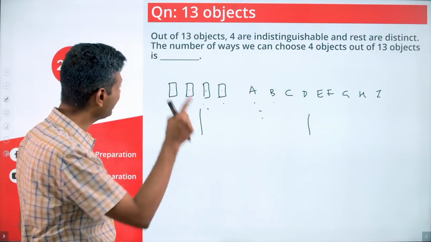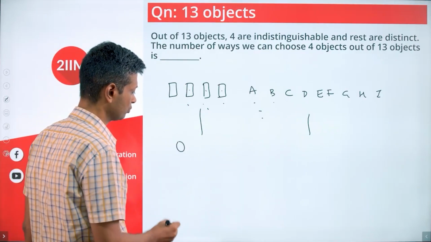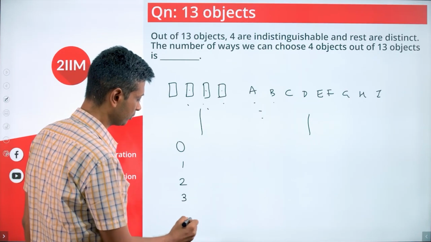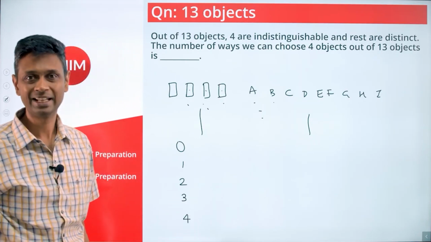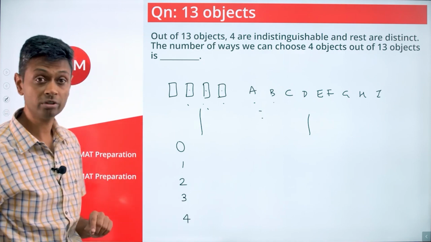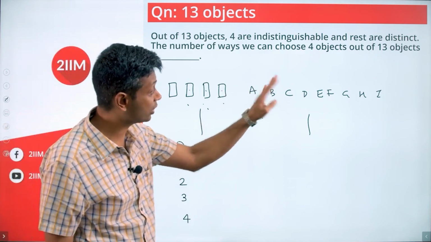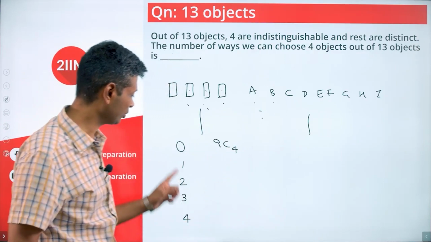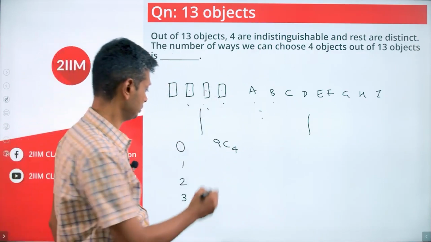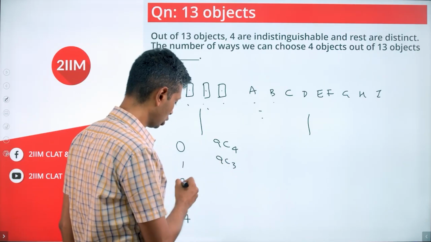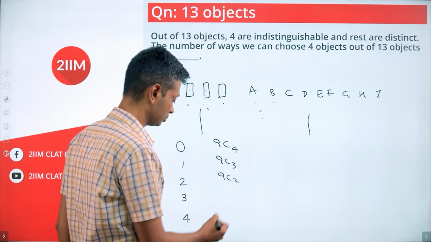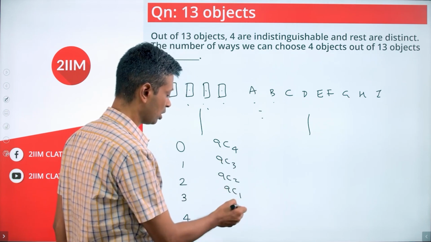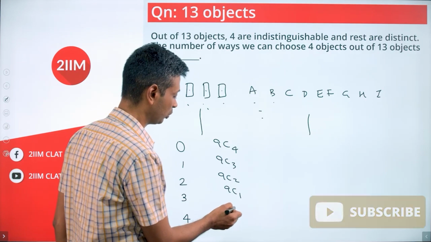Break it down. How many are you selecting? We could select 0 out of this, 1 out of this, 2 out of this, 3 out of these, all 4 out of this. Lovely. If you select 0 out of these, then you have to select 4 objects totally. Number of ways of doing that, 9C4. When you select 1 of these, you have to select 3 out of the 9, 9C3. 2 of these, 2 out of the 9, 9C2. 3 of these, 1 out of the 9, 9C1. 4 of these, nothing there. That is one way of selecting.